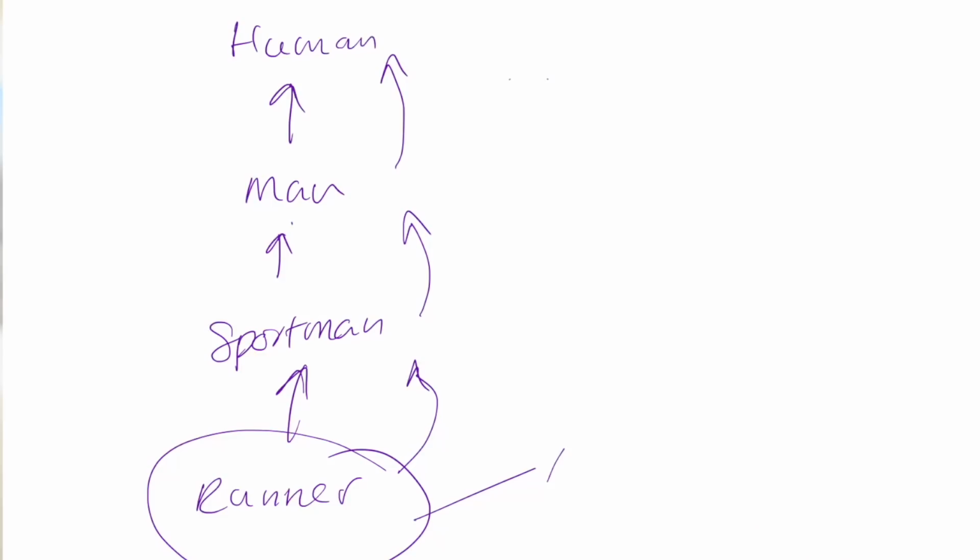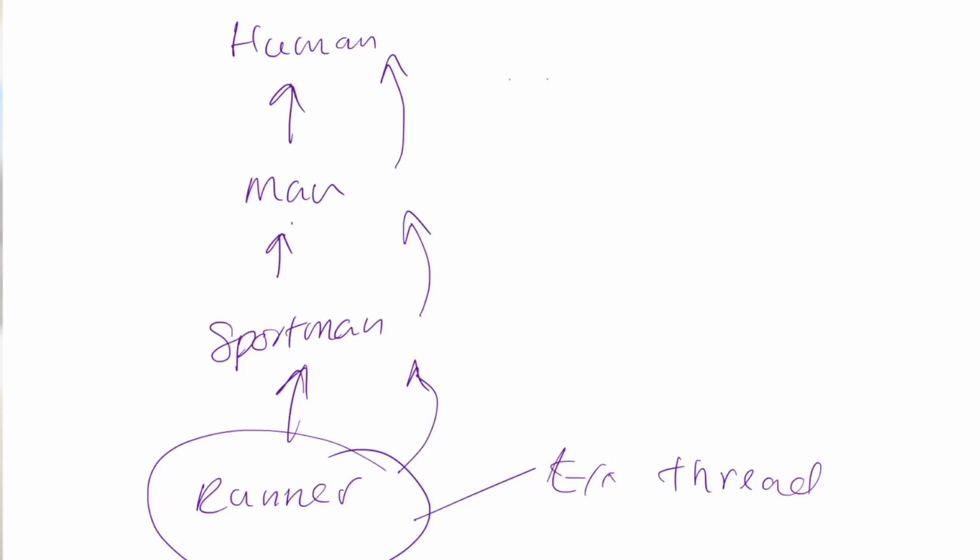Now, if you want to convert this runner into a thread and you extend it from the Thread class, what happens is it breaks this relationship. That means the runner is a sportsman relationship, you break it.